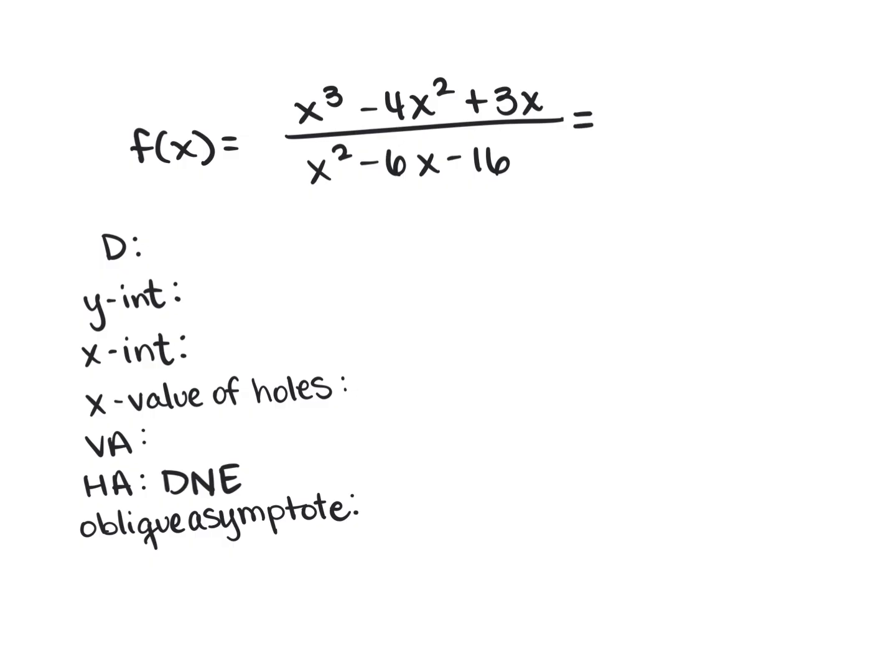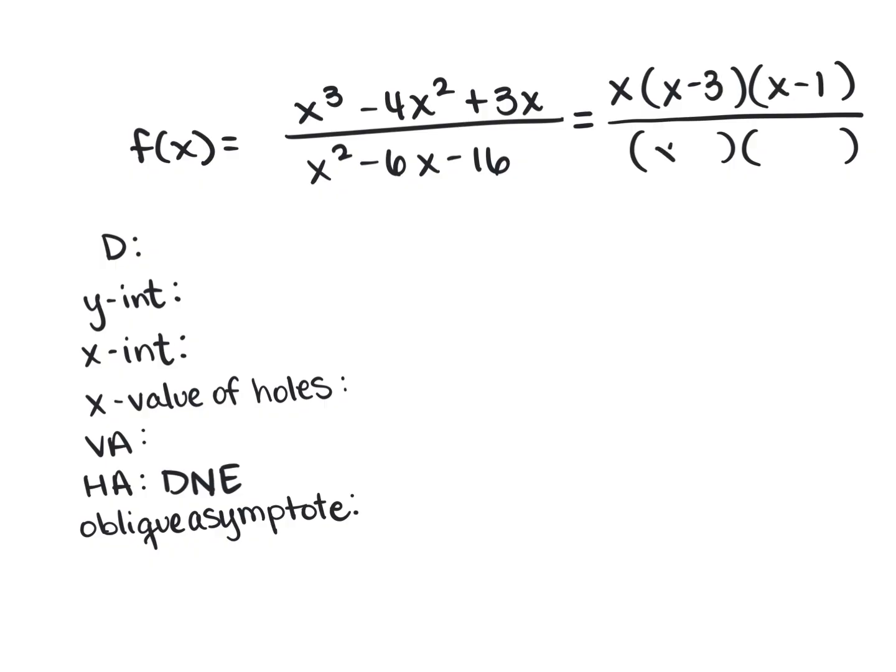So the next thing I need to do is factor this. So the top has a GCF of x, and then I will factor what remains. And in the bottom, this is going to factor. So take a second and factor those things out. The top ends up giving me x minus 3 and x minus 1. The bottom gives me x minus 8 and x plus 2. So there are no holes. All right, so x values of holes, there aren't any. So that's a DNE as well.